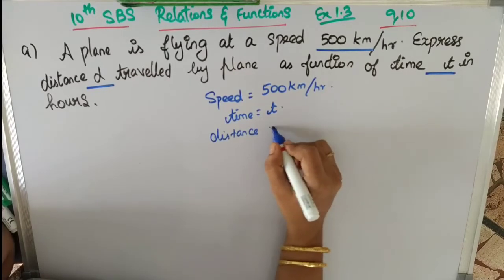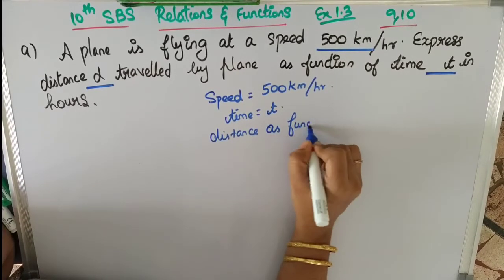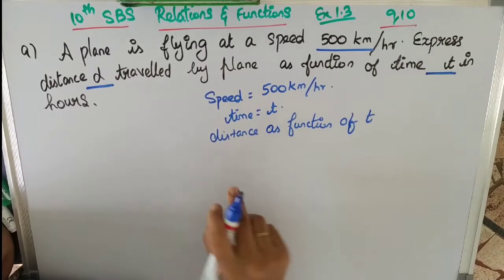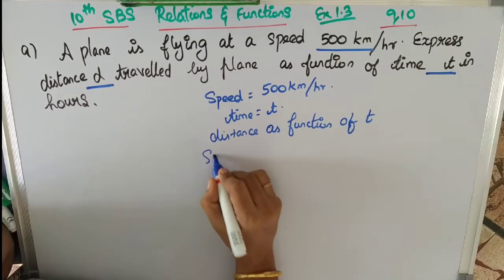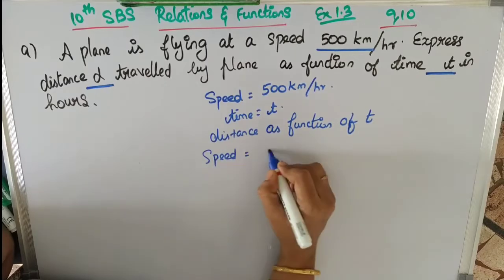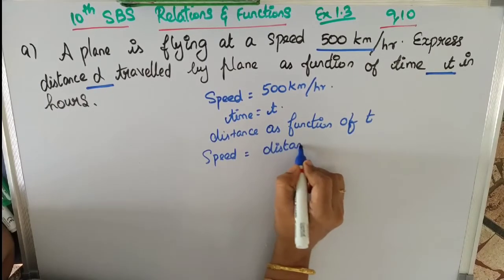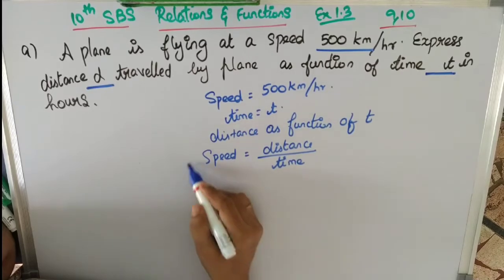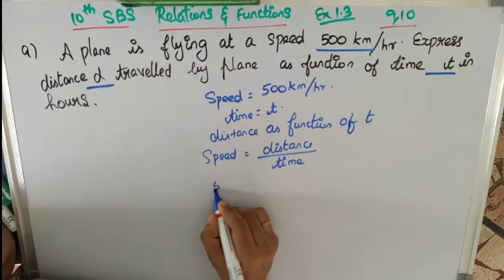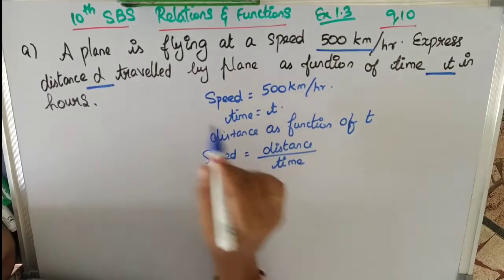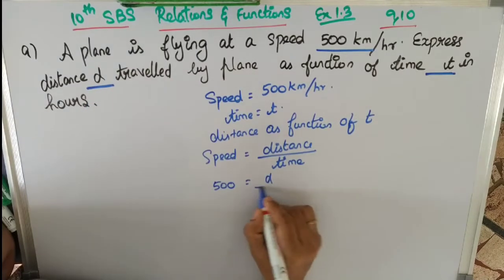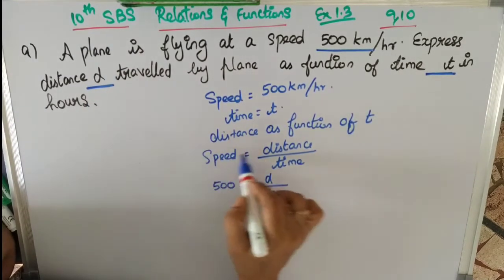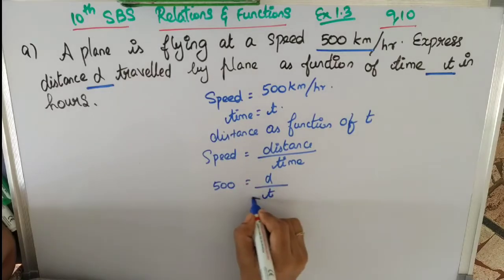We all know the formula of speed, isn't it? Yes, speed is equal to distance traveled by time taken. I hope all of you know. If you don't know, just note it down. Speed is equal to distance traveled by time taken. Now we know the speed, it's 500 km per hour. The distance is d and time is t. So we have to write distance as a function of t, isn't it?